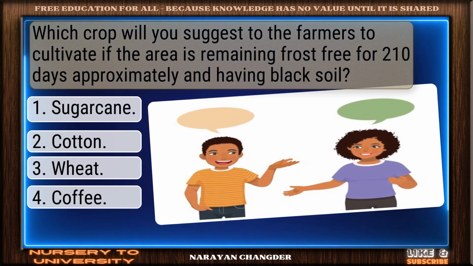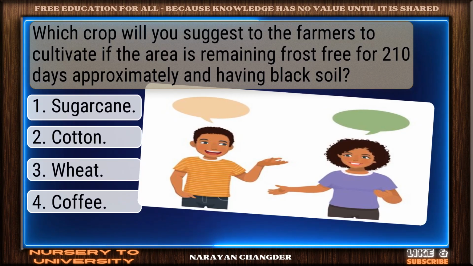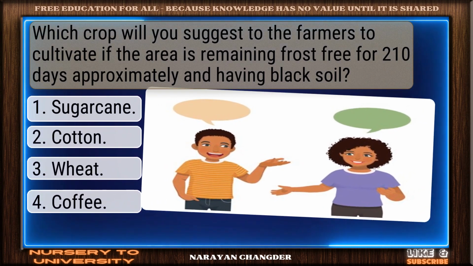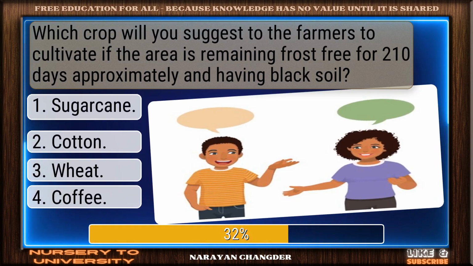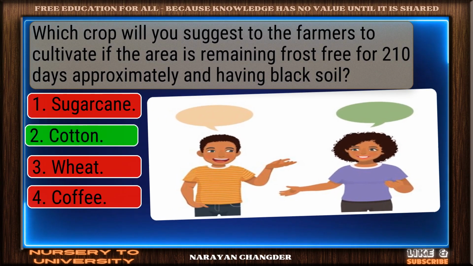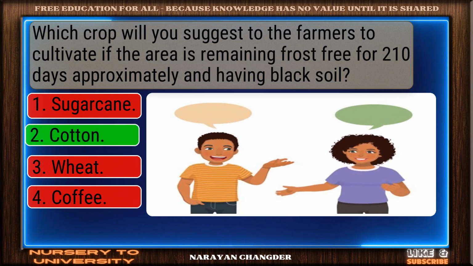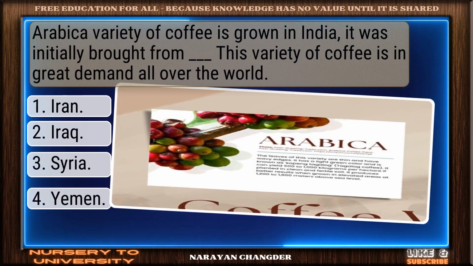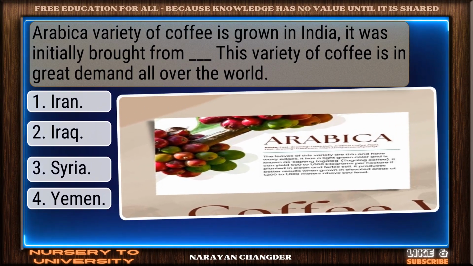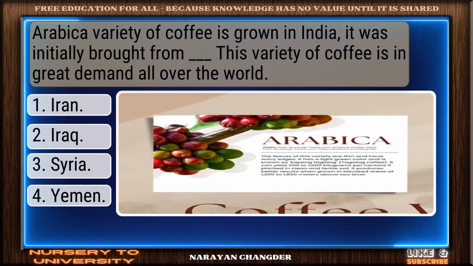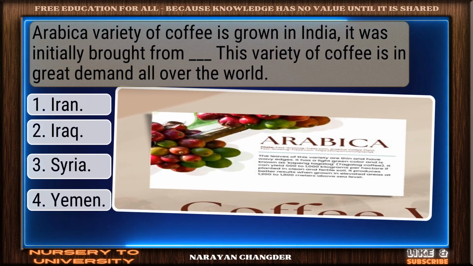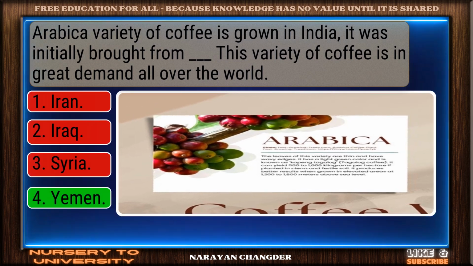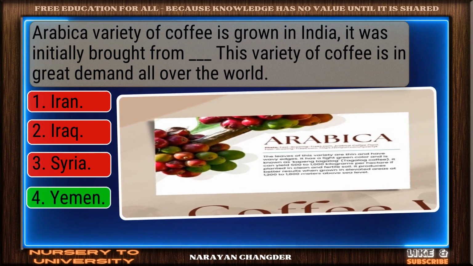Which crop will you suggest to the farmers to cultivate if the area is remaining frost-free for 210 days approximately and having black soil? Solid response. Cotton is valid. Arabica variety of coffee is grown in India. It was initially brought from dash. This variety of coffee is in great demand all over the world. Well done. Yemen is right.